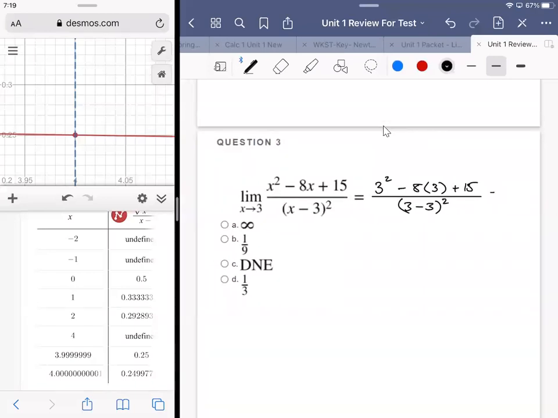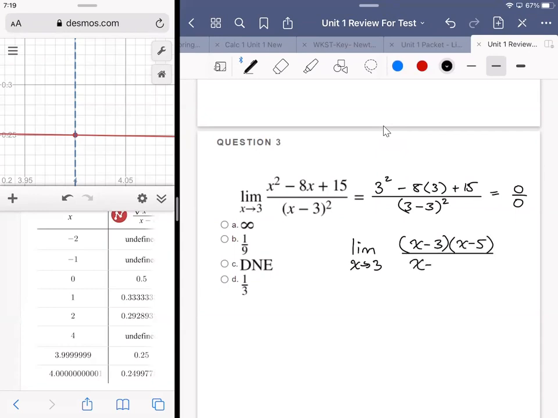So we give it a look. All right, 9 minus 24 is negative 15 plus 15 is 0. So 0 over 0. That means math can happen here. Algebra to allow us to simplify. The numerator factors to x minus 3, x minus 5.